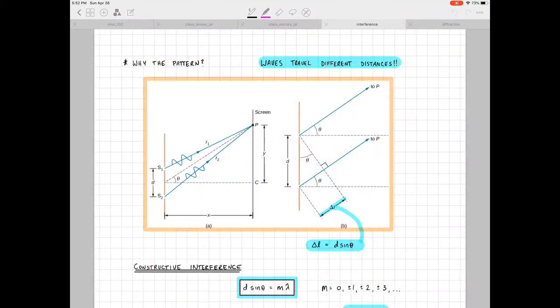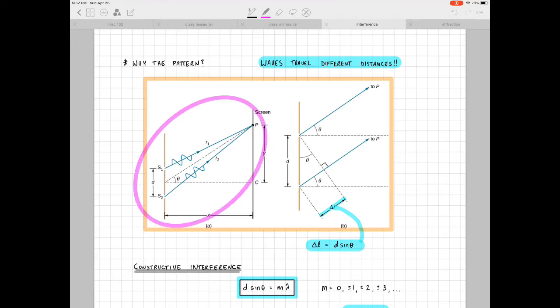All right, so interference happens. There's that alternating pattern on the screen, but the question is why? And the answer is that the waves that are traveling from the different slits travel different distances to reach the screen. And that's most easily seen in this figure from the book.